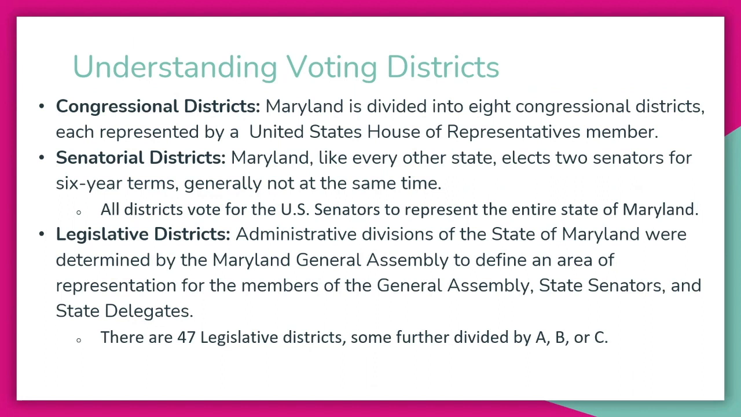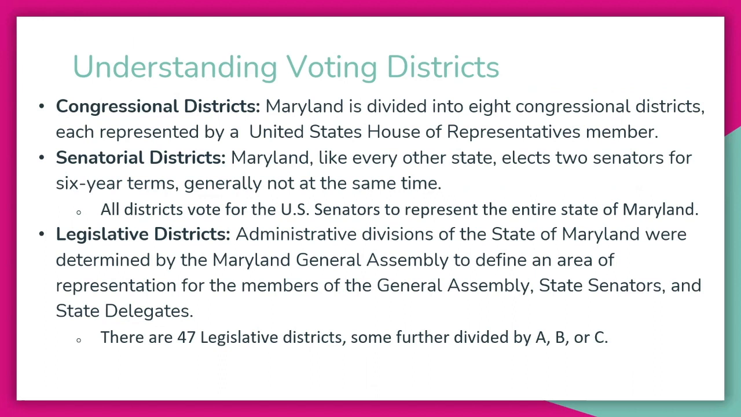Maryland is divided into 8 congressional districts, each represented by a member of the United States House of Representatives. Like every other state, Maryland elects 2 senators for 6-year terms, generally not at the same time. All districts will vote for the U.S. senators to represent the entire state of Maryland.